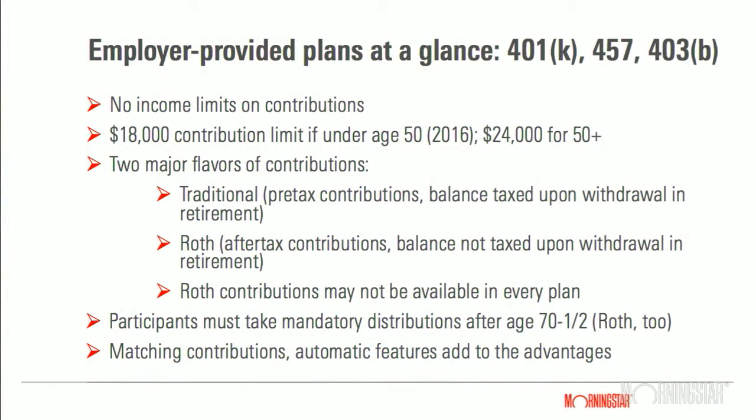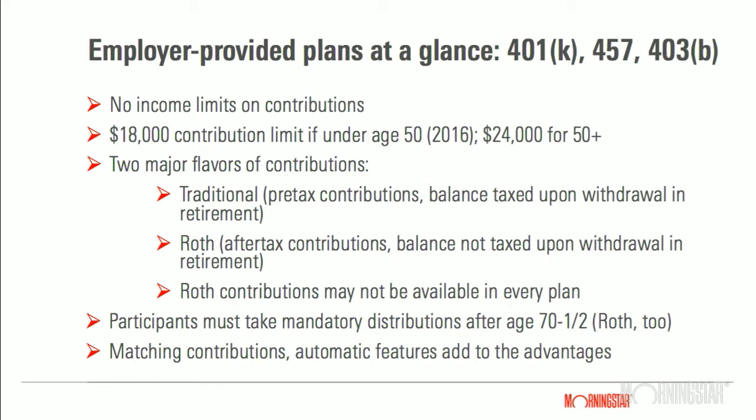For one thing, there are no income limits, and the contribution limits are currently pretty generous. So $18,000 is the maximum allowable contribution for folks who are under age 50, and $24,000 is the contribution limit for people who are 50 plus. And there are two types of contribution types that are available to investors.